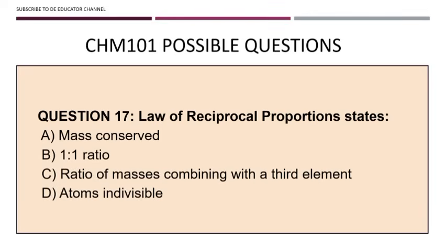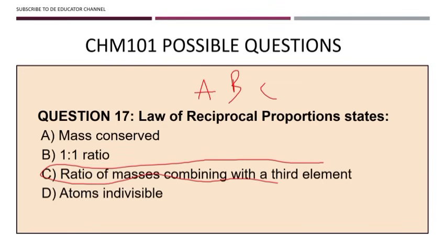When you see any law that has to do with 3 elements, maybe for example A, B, and C, just know it's the law of reciprocal proportion. This one did not give us any elements, but you can read the options and know. If you look at option C, ratio of masses combining with a third element, this is it. If they give you 2 elements and tell you that the 2 elements are combining with a third element, that is the law of reciprocal proportion.